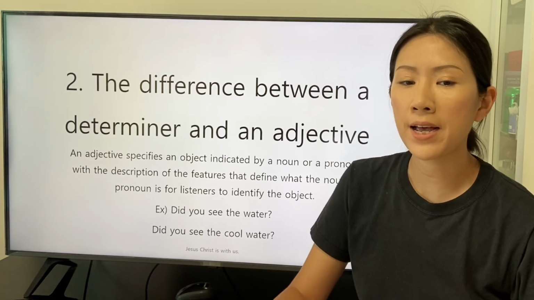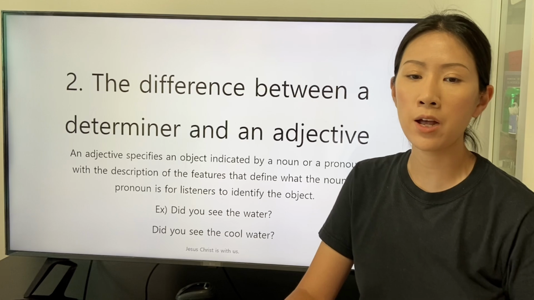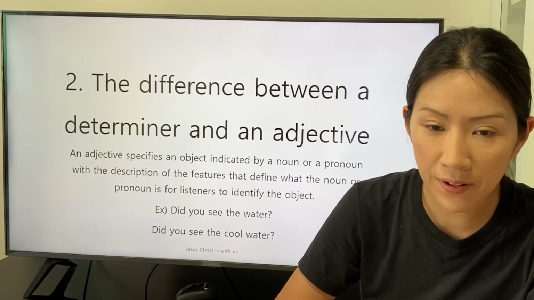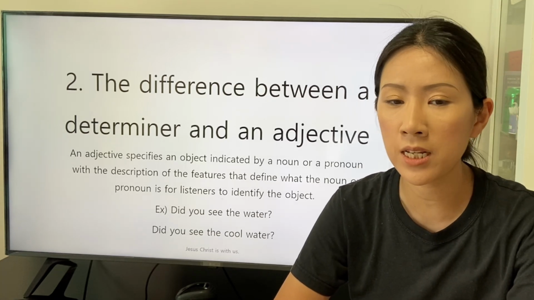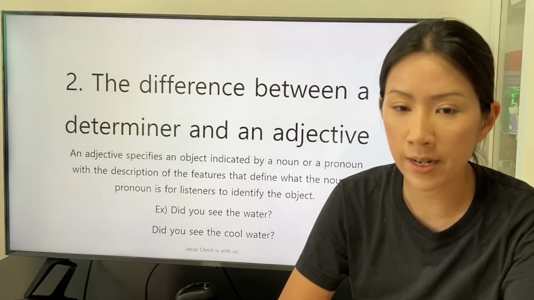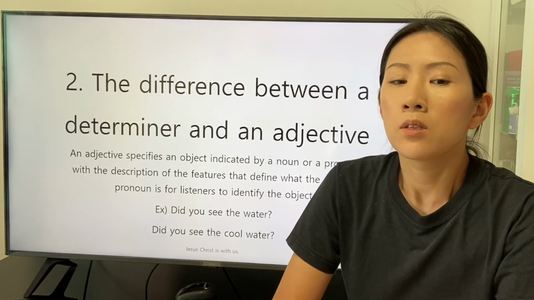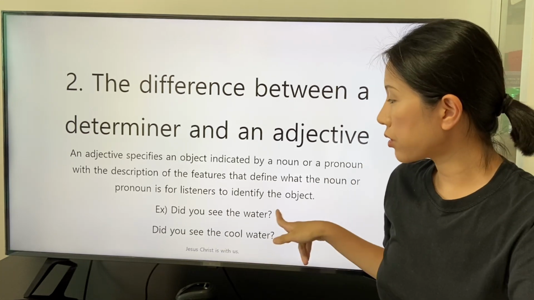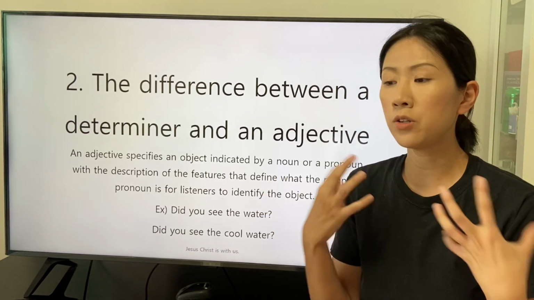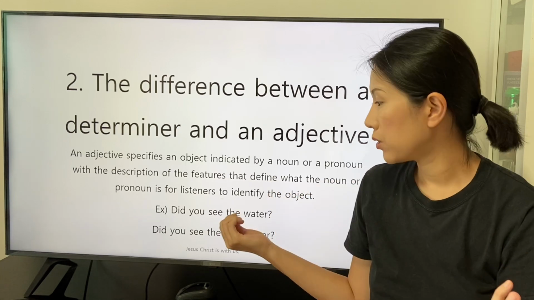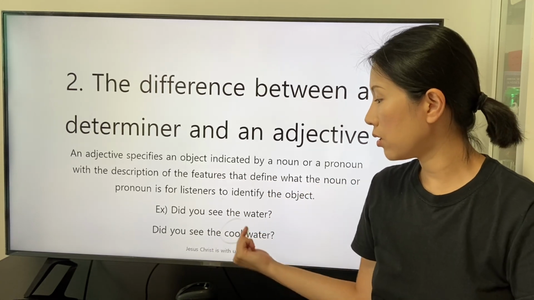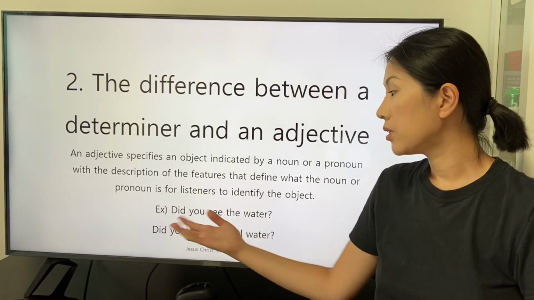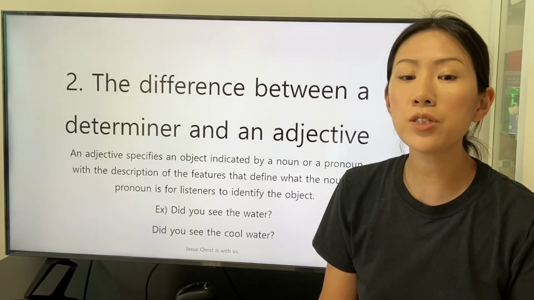An adjective specifies an object indicated by a noun or a pronoun with the description of the features that define what the noun or pronoun is, for listeners to identify the object. There are two clauses for understanding the effect of applying the adjective cool to the material noun, water. Did you see the water? Did you see the cool water?